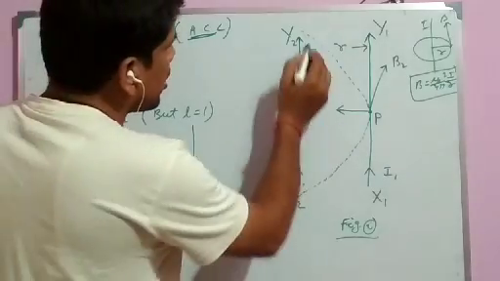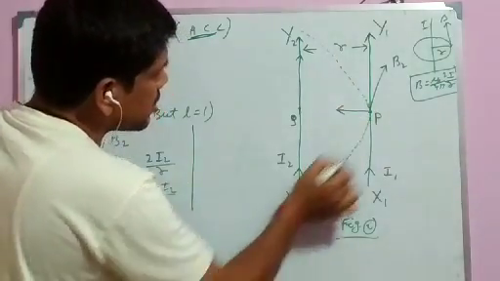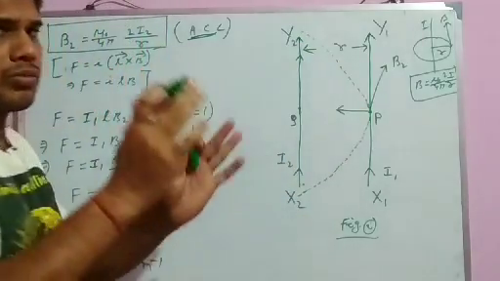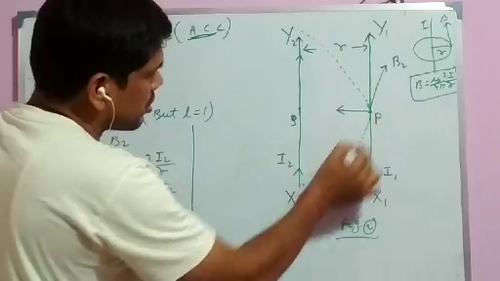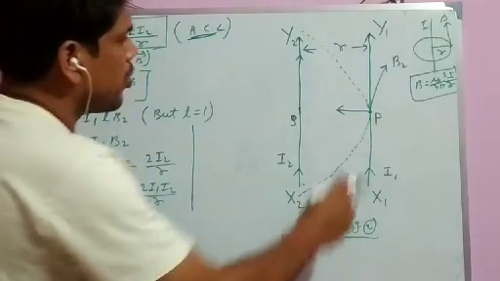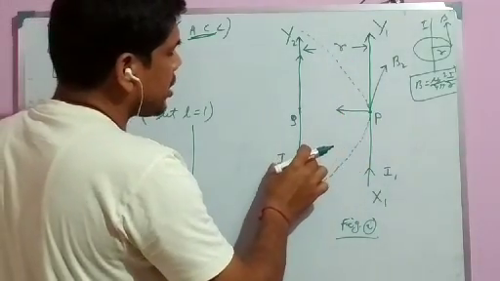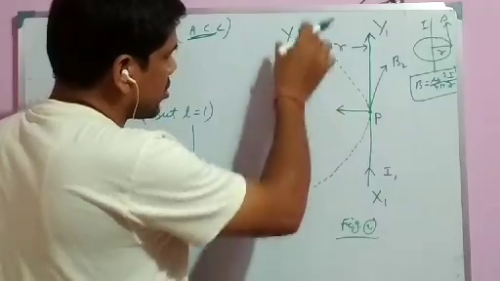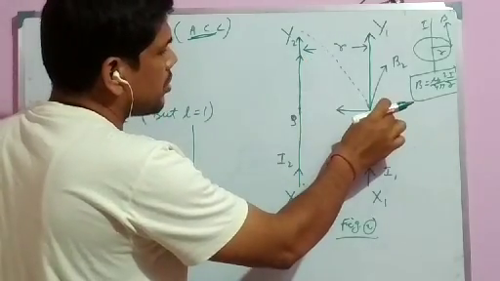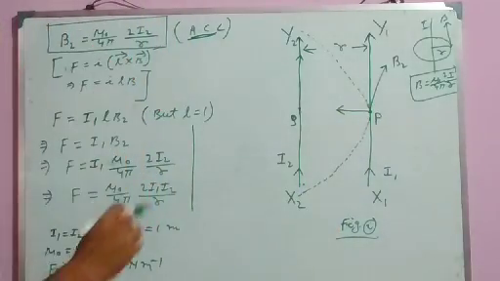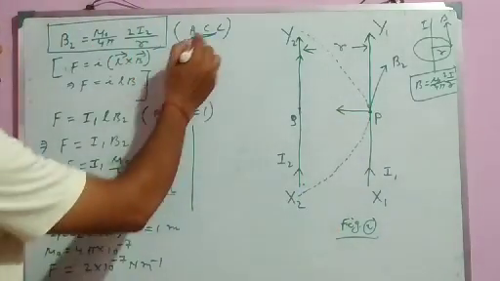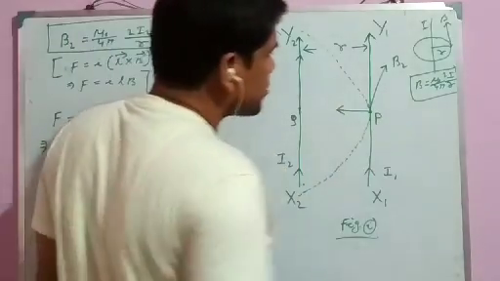Okay, so here the dotted portion means we have drawn half of that circle, and this is shown in dotted line. Okay, so at point P the magnetic field due to this current carrying conductor X2 Y2 is B2, and B2 equals mu naught by 4 pi, 2 I2 by r. Okay, now what is the direction of this magnetic field?